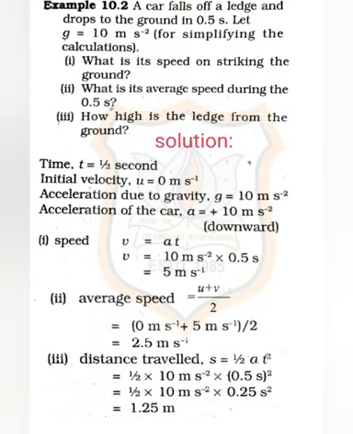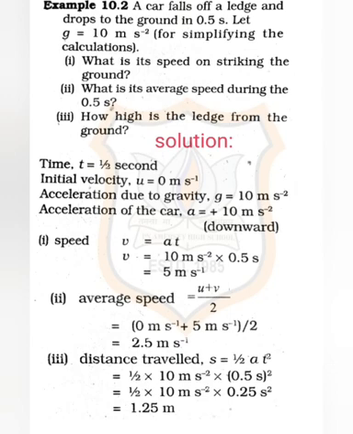Now example 10.2. A car falls off a ledge and drops to the ground in 0.5 seconds. Let the acceleration due to gravity, that is small g, be equal to 10 meter per second square for simplifying the calculations. And we have to find out three things. The very first, what is its speed on striking the ground? The second, what is its average speed during 0.5 second? And the third one, how high is the ledge from the ground? So let us start the solution.